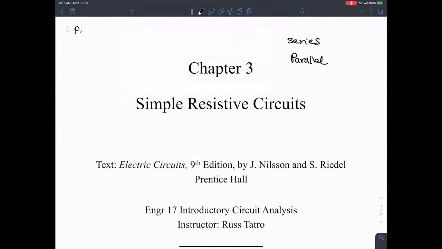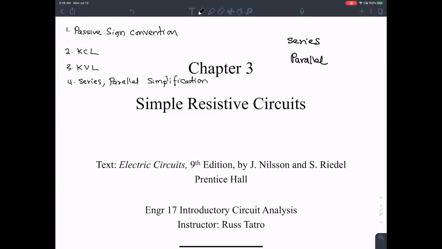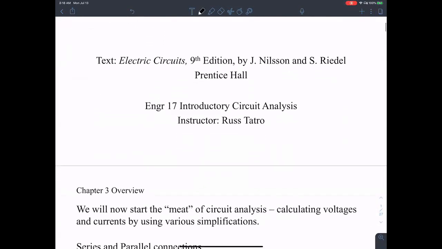So far, we looked at passive sign convention, then KCL, then KVL, and then of course series and parallel simplifications. Okay, so this corresponds to resistive circuits, but similar concepts apply to capacitive and inductive circuits as well, and we'll look at that at a later point in time. Okay, so let's have at it.